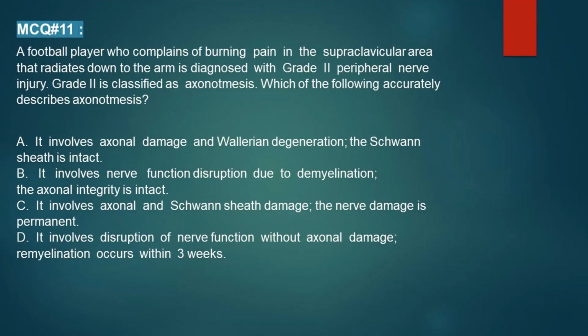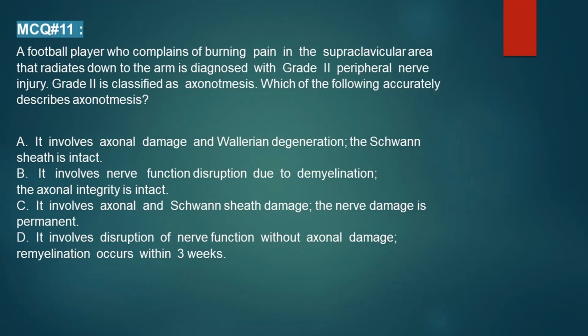A football player who complains of burning pain in the supraclavicular area that radiates down to the arm is diagnosed with a grade 2 peripheral nerve injury. Grade 2 is classified as axonotmesis. Which of the following accurately describes axonotmesis? Option A. It involves axonal damage and Wallerian degeneration. The Schwann cell is intact.